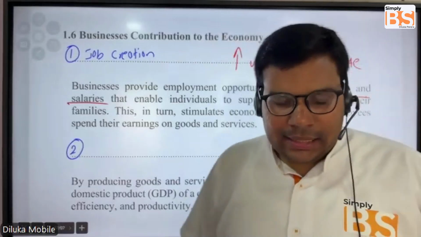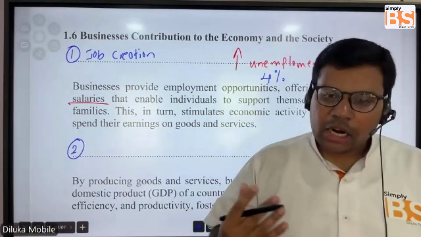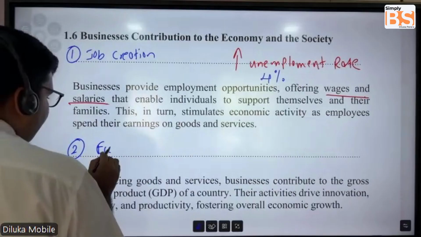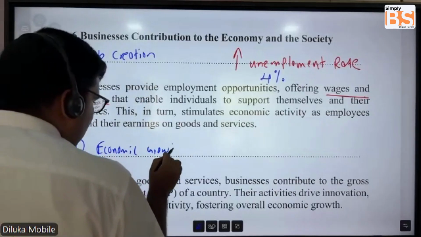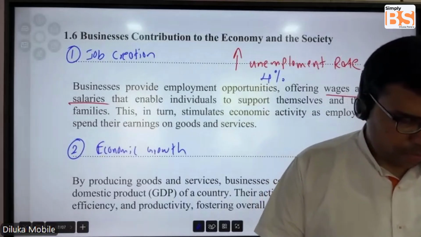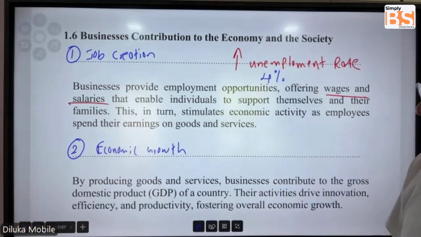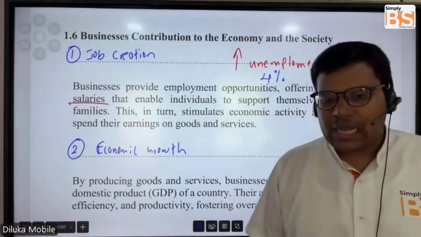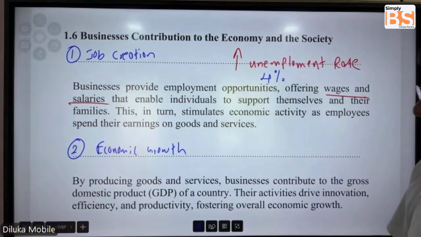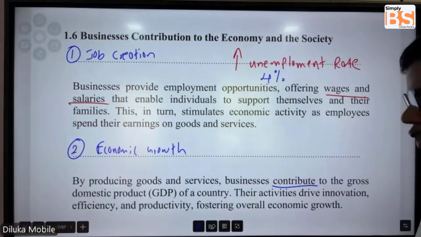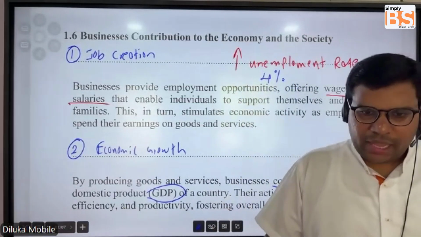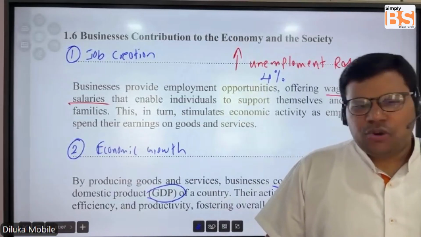Okay, fine. The second way of how business organizations are contributing to the well-being of the economy and society is through economic growth, right? Now, students, if you look at it from the economy's point of view, business organizations should contribute towards the gross domestic product, or the gross domestic production, of the country, right? And business organizations could be in different industries.